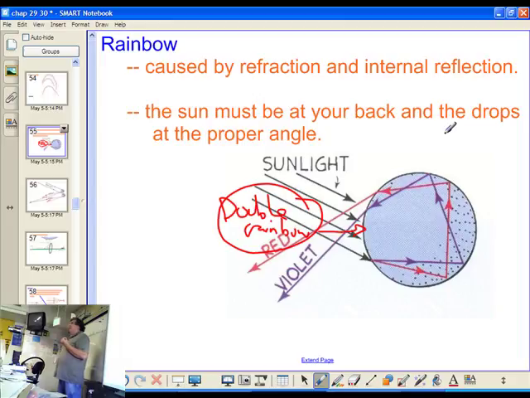A rainbow is a personal thing. The person next to you might see a similar rainbow, and they would look very similar. But if we actually had 8 or 9 pictures, they might vary a little bit, because the rain is not coming down totally evenly, so it's going to look slightly different.